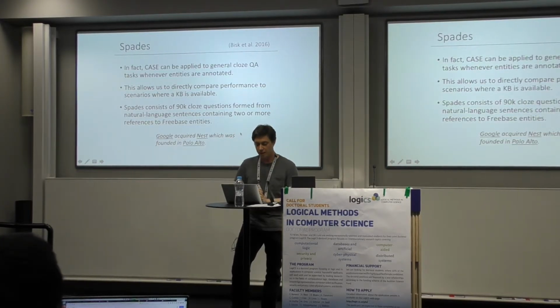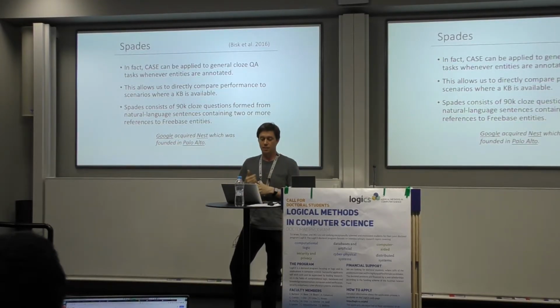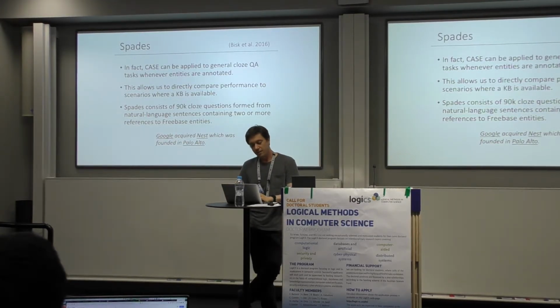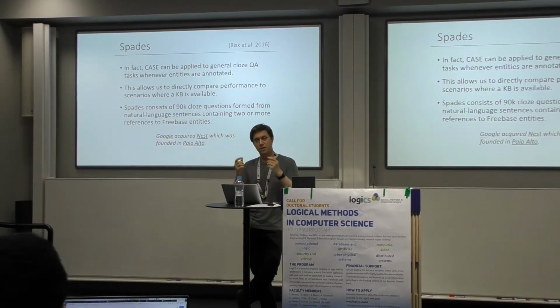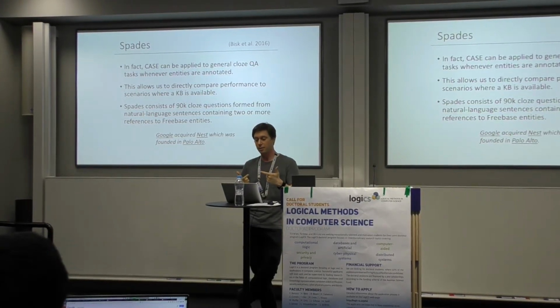Finally, we looked at SPADES, which is a general QA data set. You wouldn't necessarily say that it has context entities per se. We wanted to demonstrate that you can use this type of thing whenever you have entities annotated in a question. And there's a knowledge base on which SPADES is based, which makes it easier to answer SPADES. But it also lets us compare our method directly to how well we would do if we had a knowledge base.